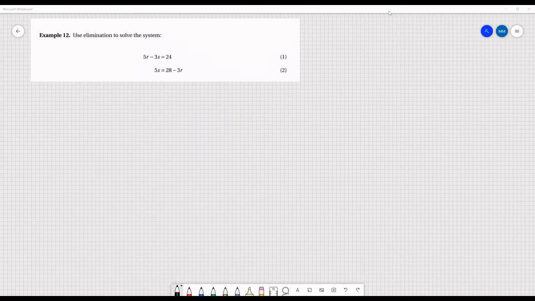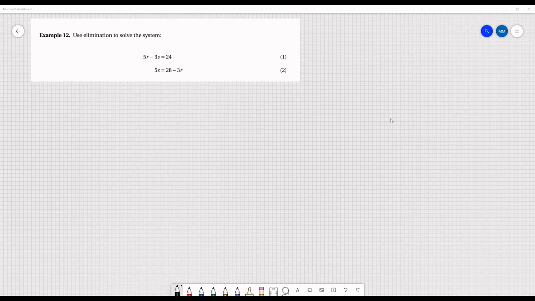So you'll notice in our algorithm it says to manipulate one or both equations in order to perform the elimination method. Example 12 is going to be an example of a time when we need to manipulate both equations instead of just the first. So we'll start with step one.